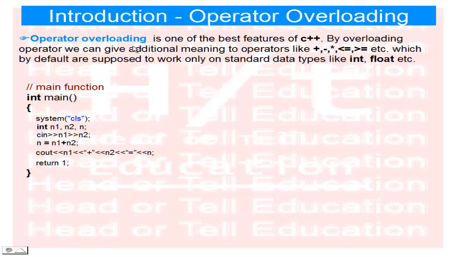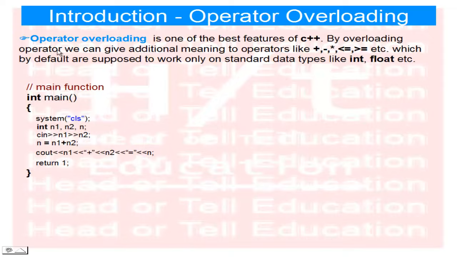Operator overloading is one of the best features of C++. By overloading operators we can give additional meaning to operators like plus, minus, multiply, less than or equal to, greater than or equal to, etc., which by default are supposed to work only on standard data types like int, float, etc.